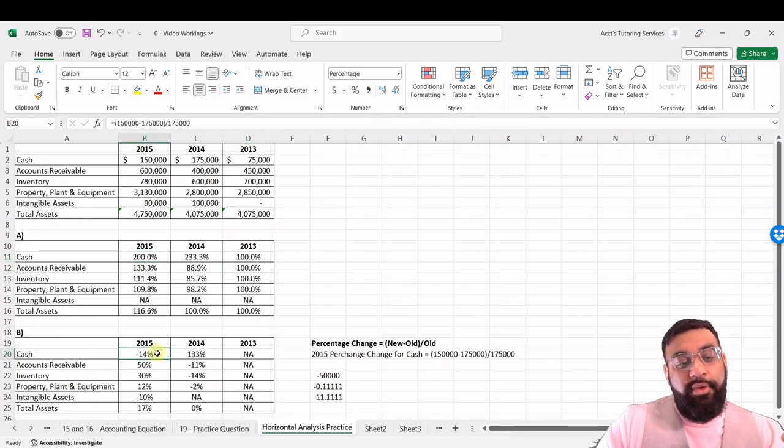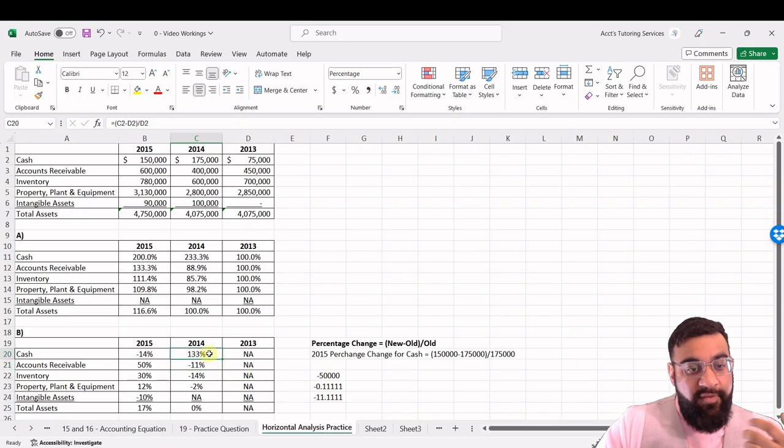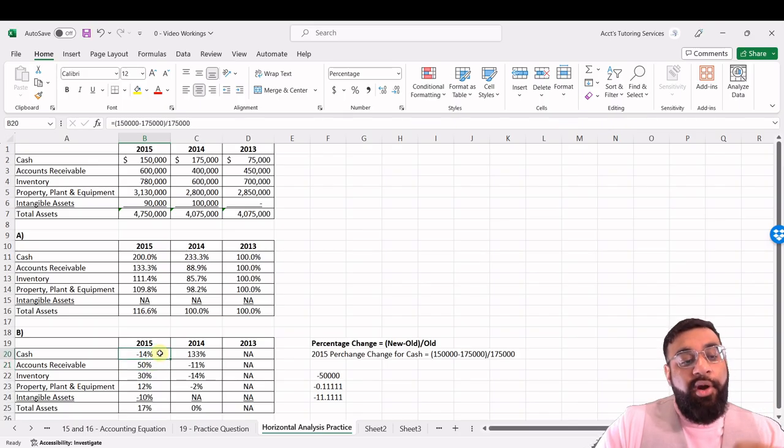So even though cash in 2015 is still 200% of the cash from 2013, we now have a red flag. Why did cash decrease? Looking at accounts receivable, it decreased by 11%, but in 2015 it increased by 50%. Now we can paint a picture. Accounts receivable decreased, meaning less accounts receivable outstanding, meaning potentially we're collecting cash at a faster rate from our customers. So our customers are paying us, that's why cash is up. However, in 2015, our AR has increased, meaning we have more accounts receivable outstanding.